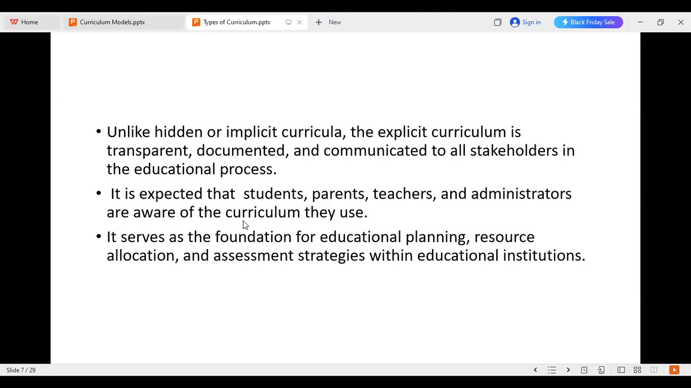It is expected that the students, parents, teachers, and administrators are aware of the curriculum they use. All the stakeholders need knowledge of what the subjects are in grade 1, what the subjects are in grade 2, grade 3, grade 4. They say there are 14 subjects in the grades.